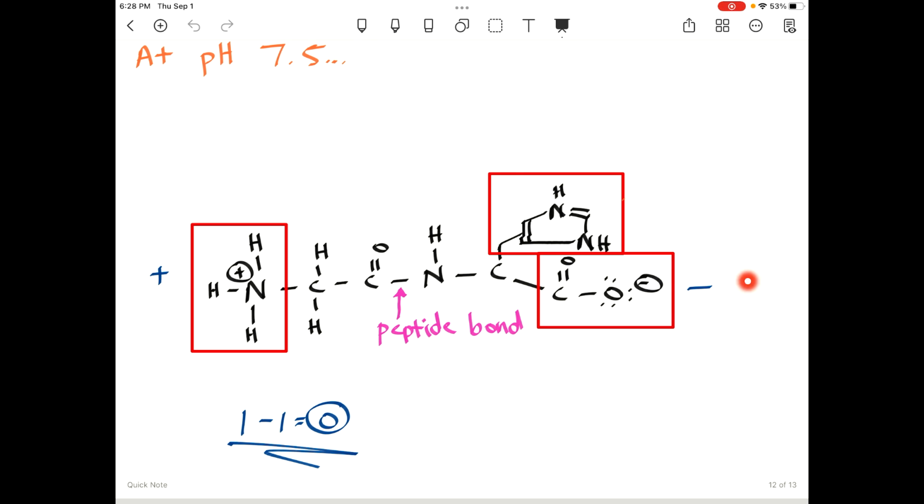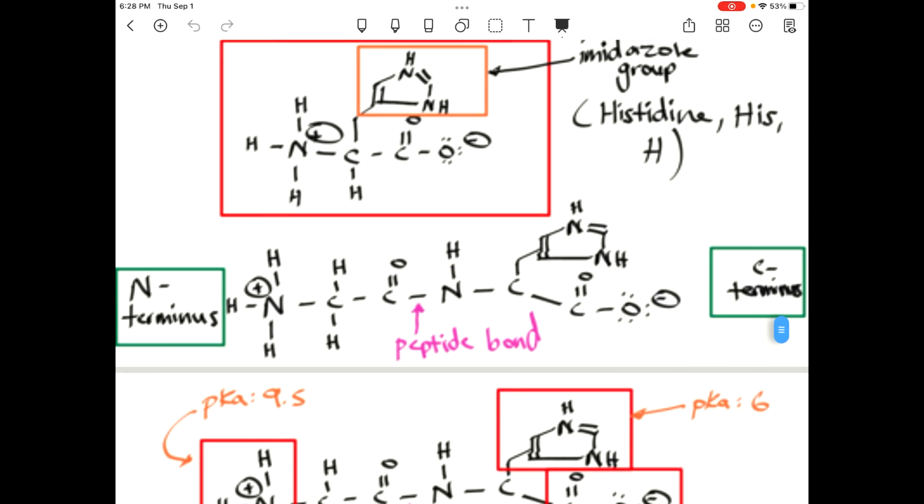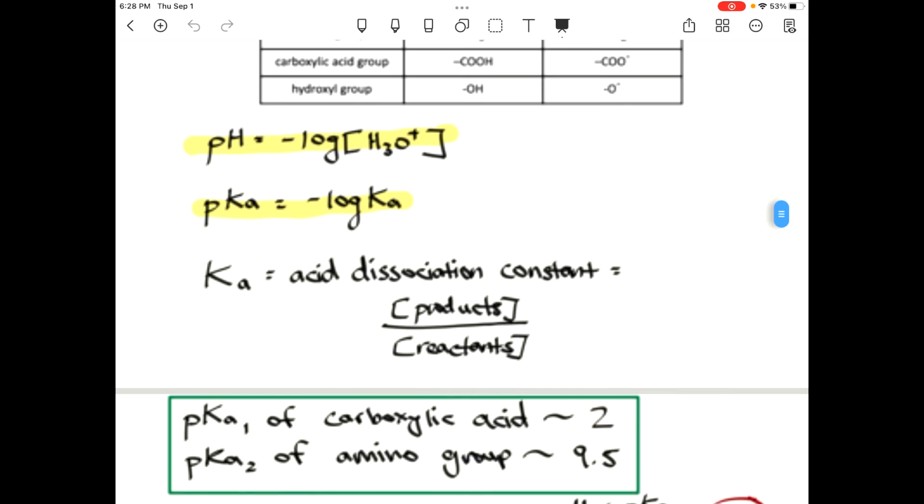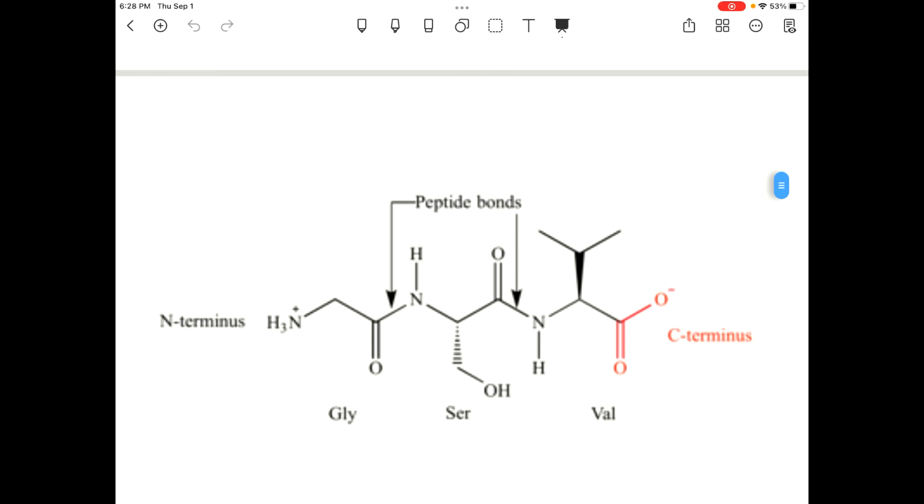Now we know how pH and pKa relate to each other. We know the amino acids. We have to know their classifications. We know how peptide bonds are formed. We learned all of that.